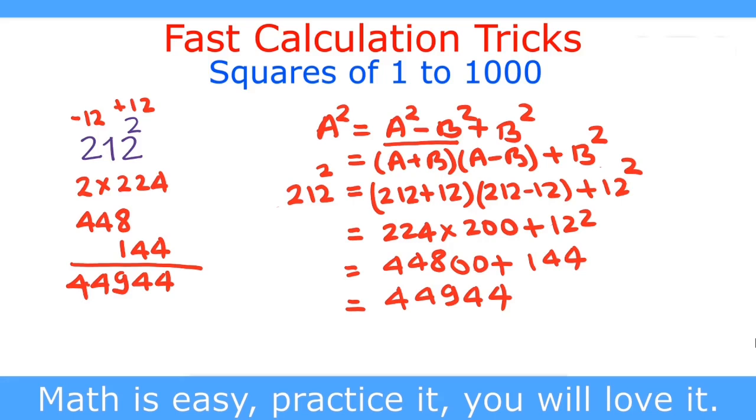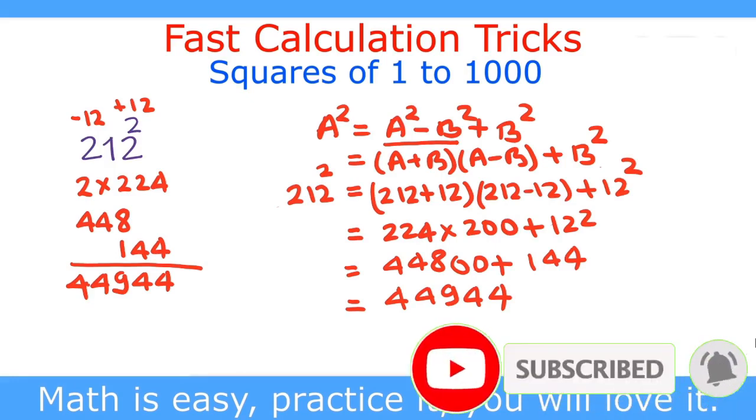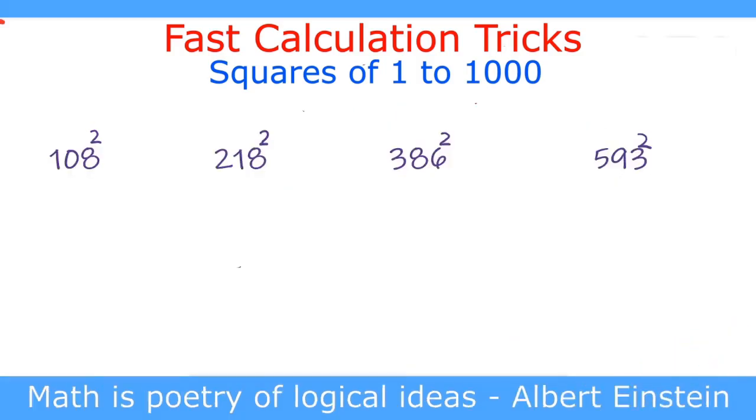Here we had taken b as 12 so that 212 minus 12 becomes 200, and by making it 200 the multiplications become easy, and we can find the multiplication of 224 by 200, which was 44,800, and multiplication by 200 had become easy. Now to understand and learn, we will solve a few more questions using this trick.